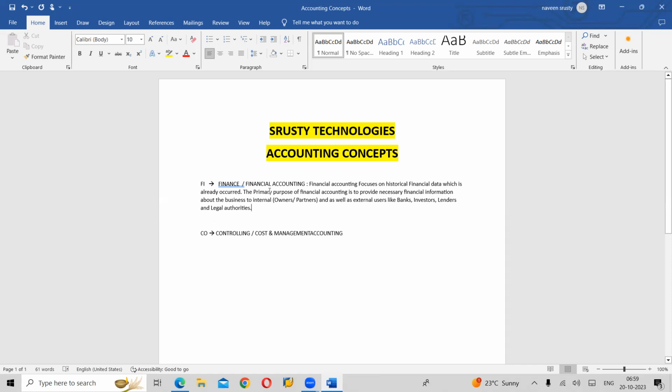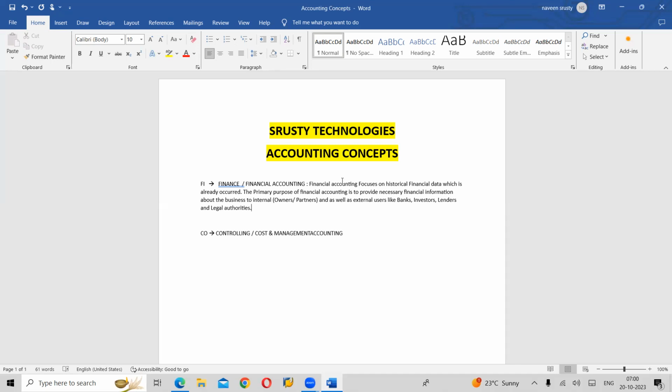Is this clear? Financial accounting. So what is FI? FI, whatever module we are doing right now, is completely historical data. It means if a transaction has already occurred, then only we record it in the books of accounts. Without the happening of an event or a transaction, we can't record in the books of accounts. That is why it is called financial historical data. So what is the main purpose? The focus is historical data, and the purpose is to exhibit the reports to internal users as well as external users.